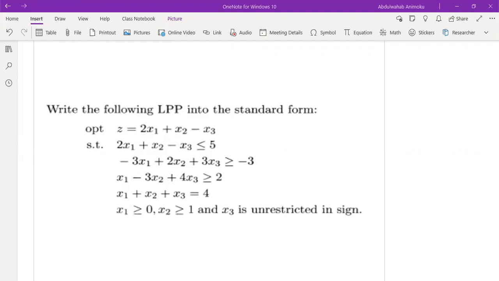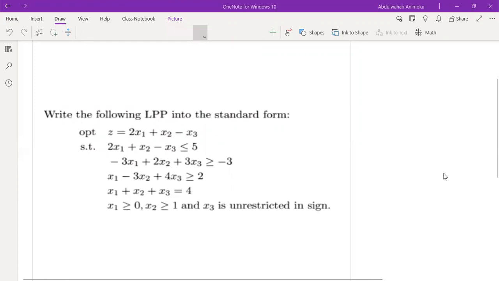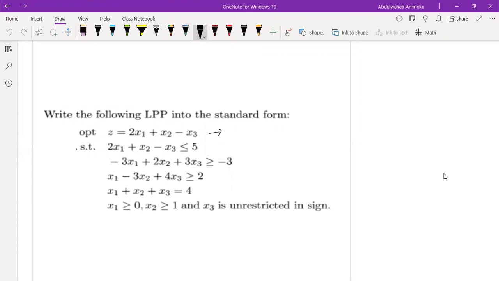In this particular video, we are going to look at how to solve a linear programming problem, not necessarily to solve, but how to write it in standard form. So let's just get right into the video. You have this optimization problem. You're going to optimize Z, subject to the constraints. So here are the constraints.